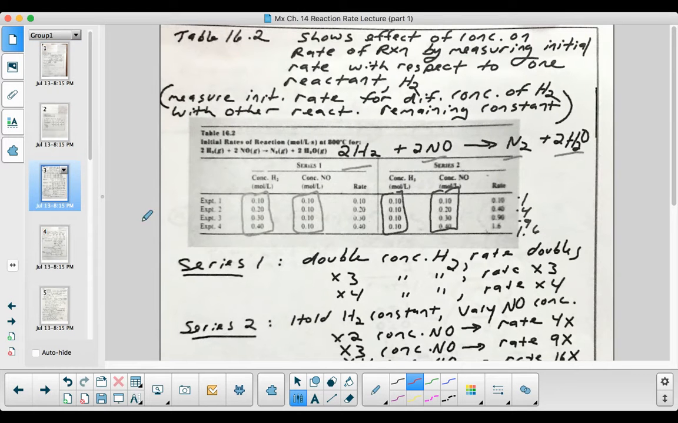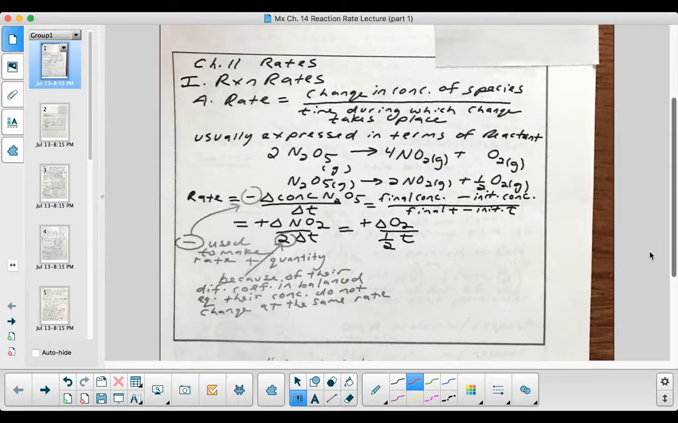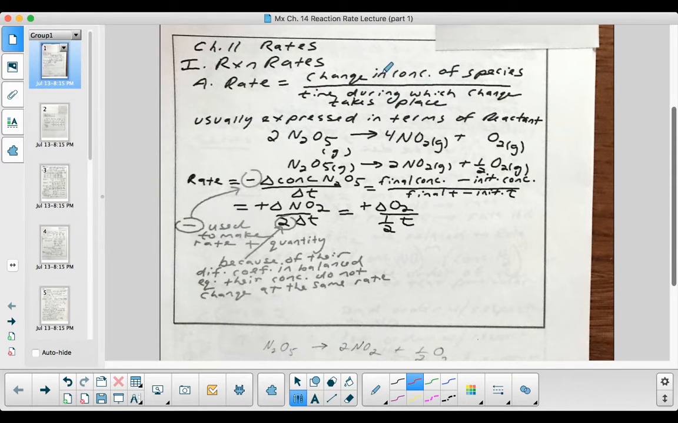Hi. So I'm here to start a lecture on Chapter 14, and Chapter 14 is all about rates of reaction, and the rate of a chemical reaction can be defined as the change in the concentration of the species divided by the time during which that change takes place.